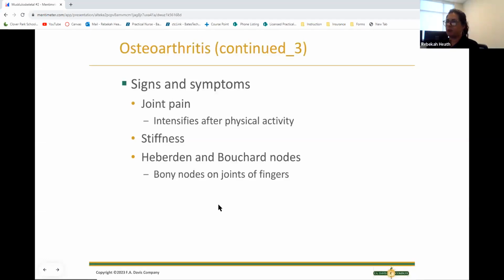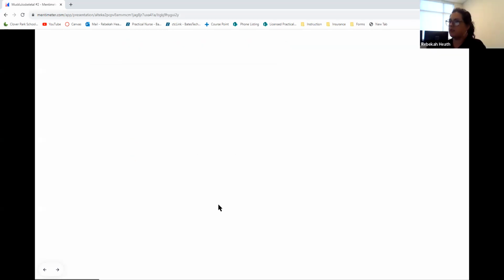So what are the signs and symptoms? Well, pain is one of the first ones. It usually will intensify after physical activity. If we're comparing and contrasting rheumatoid arthritis, people usually start with more pain, and then as they have activity and warm up the body, that pain decreases. With osteoarthritis, the pain usually intensifies with activity. They're also going to have stiffness, and they can develop bony nodules on their joints and fingers.